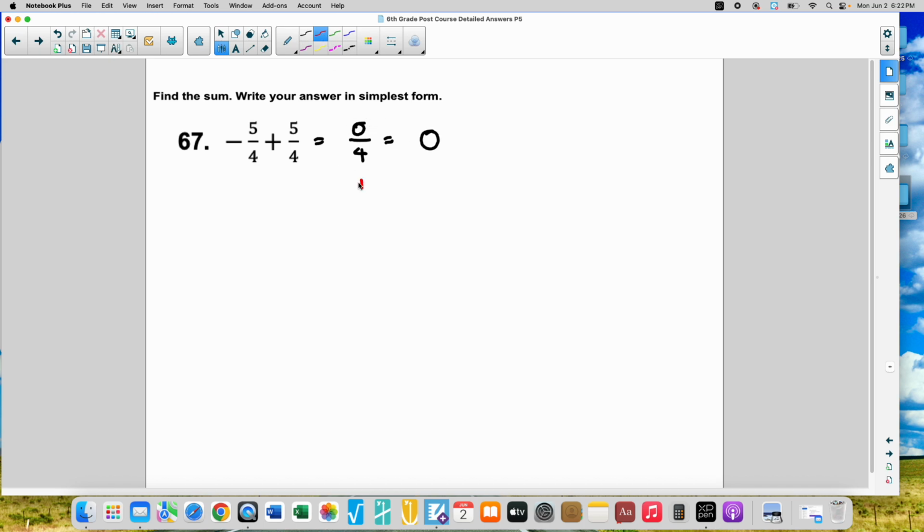You cannot leave this as 0 over 4. Must simplify. All fractions always have to be simplified. And when you have a 0 in the numerator, you must simplify that to 0. So this negative, very important, that negative is really just telling us a direction. You have negative 5/4 plus 5/4. They're opposites. They create 0.